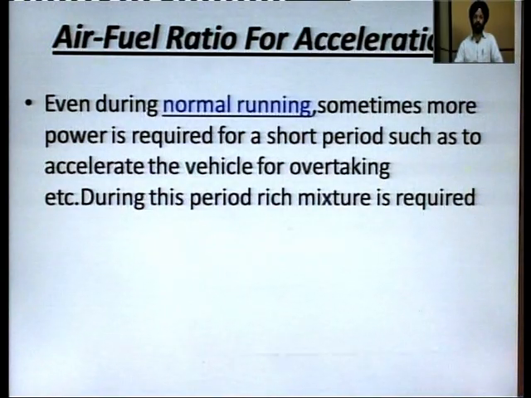Then air fuel ratio for acceleration, when we are pressing our accelerator, when we are overtaking or increasing the speed. So, what is the requirement? A rich mixture again, because we have to create extra power there. So, a rich mixture is required for acceleration. So, five types: starting, idling, normal running, then power, and then acceleration. Five types of fuel air ratios have to be maintained by a carburetor.